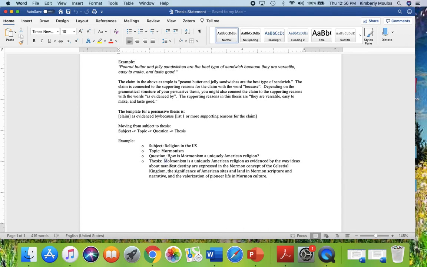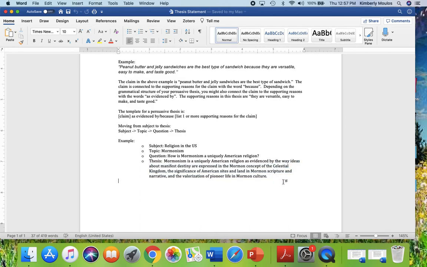So this is a clear and specific thesis statement. It could even be better. You could be more specific about what you mean by "uniquely American." That could be better in this example. And then you have your connecting phrase where you connect the claim part with the outline of the reasons. And then you have the reasons.